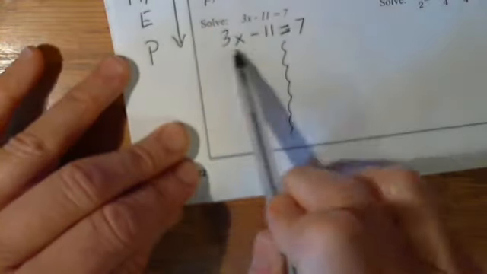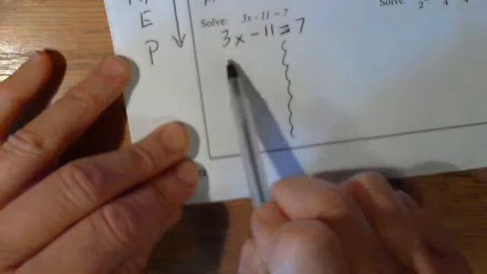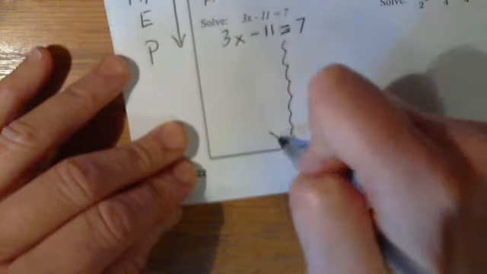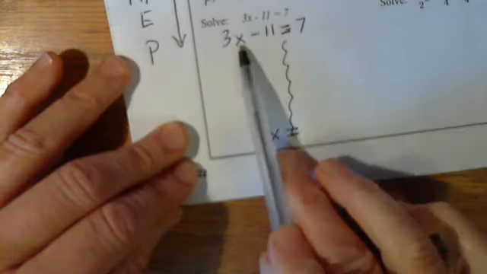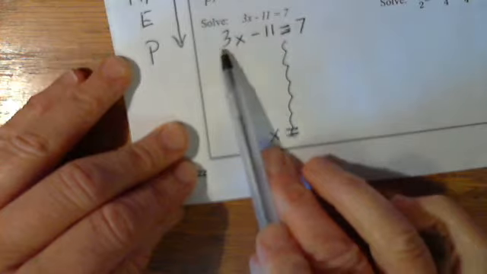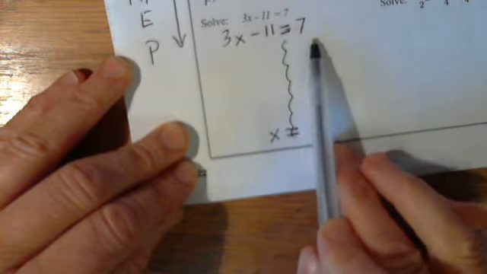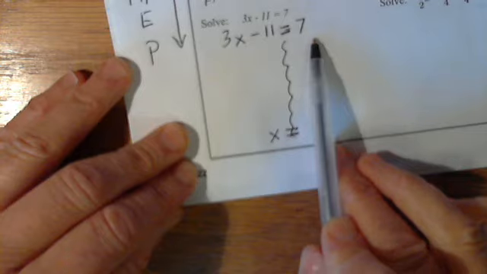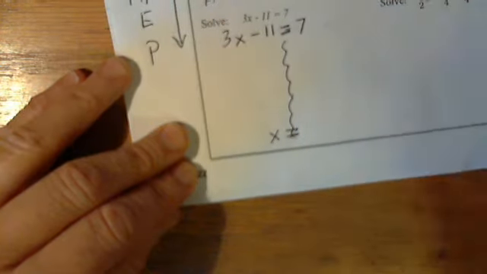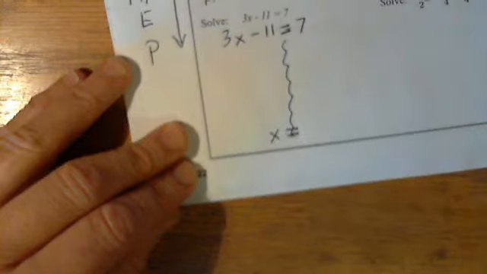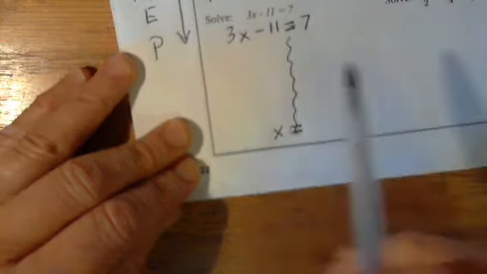Now, I'm going to look at this side because it's busier. There's more going on. My goal eventually is to get x alone so that I find out what x equals. What one value of x can I put right here in the equation, times it by 3, and subtract 11 to give me 7? You could guess, and eventually you'd guess right because this one's not too terribly hard, but solving is usually much faster than guessing.